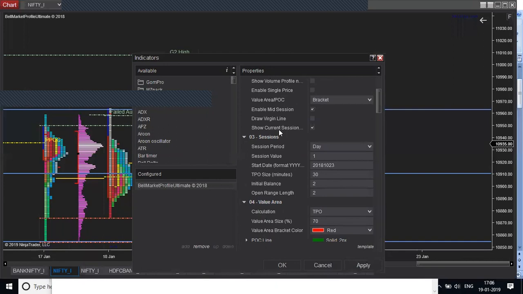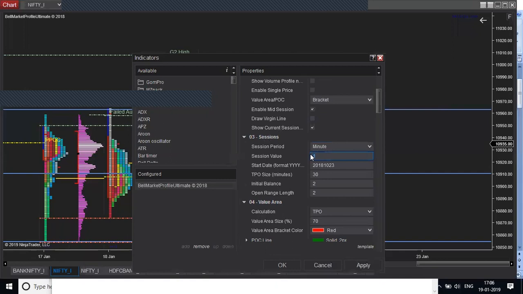here comes the major settings: sessions. Sessions is a major setting here, right? As of now, we are in a daily profile. Let's say I want to split the day into 2 profiles. I'll go to minute and say every 3.5 hours, give me one profile.